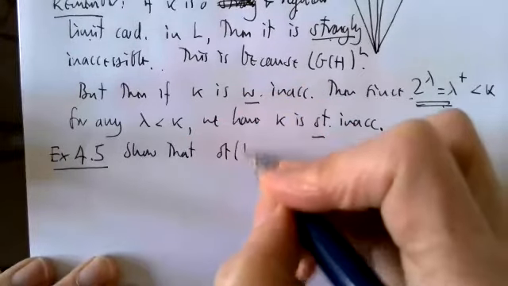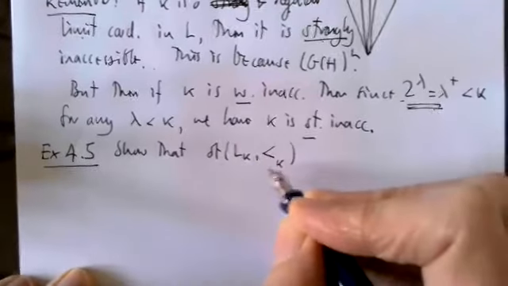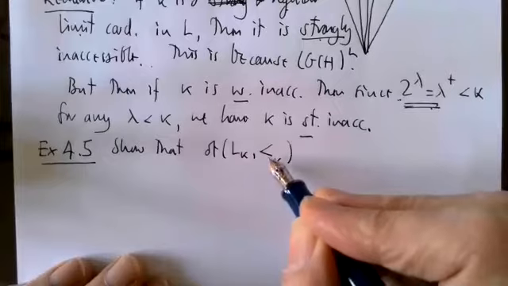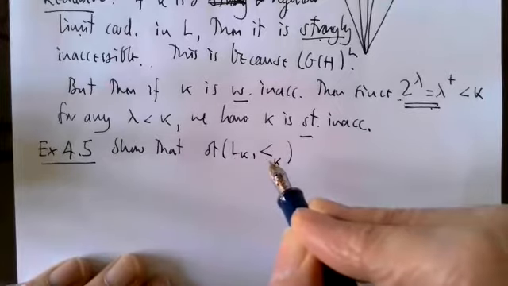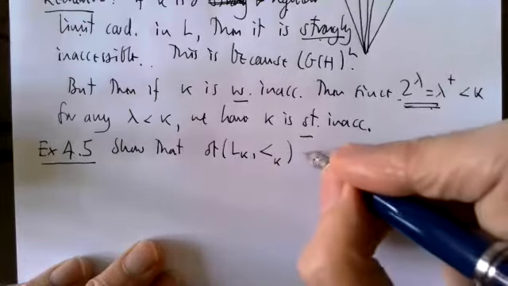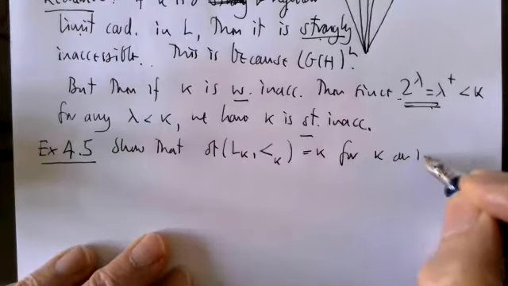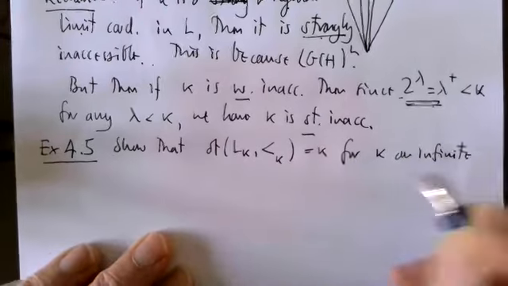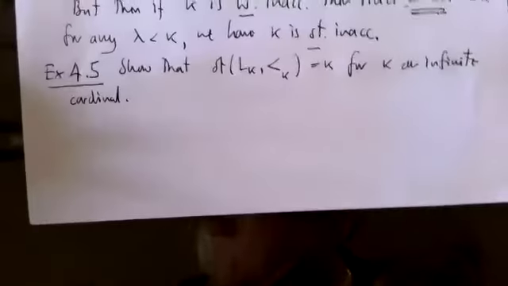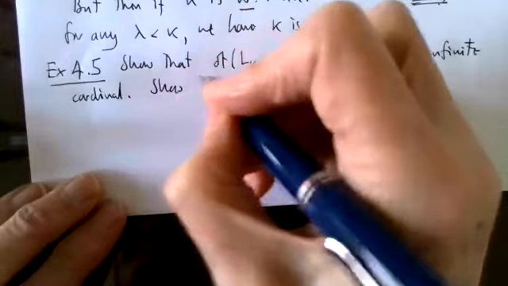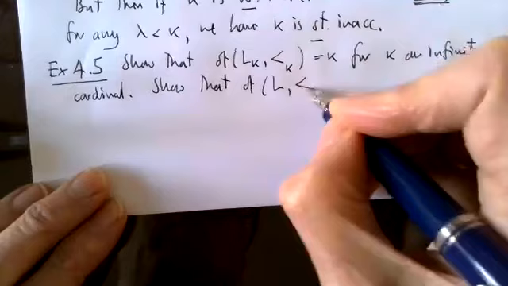Show the order type of L kappa under this less than sub kappa. So this was the well order of L kappa that we defined in the proof that the AC held in L. That this order type is kappa, for kappa an infinite cardinal. So you look at L and you look at the global well order of all of L.